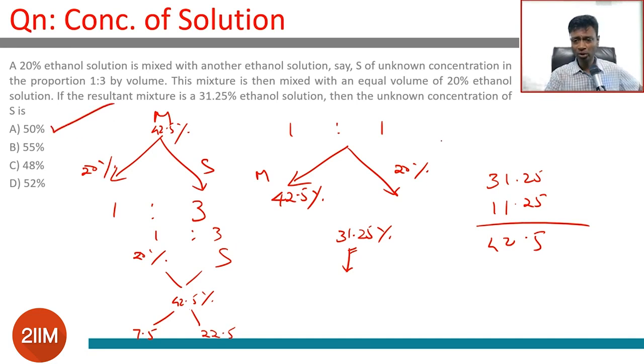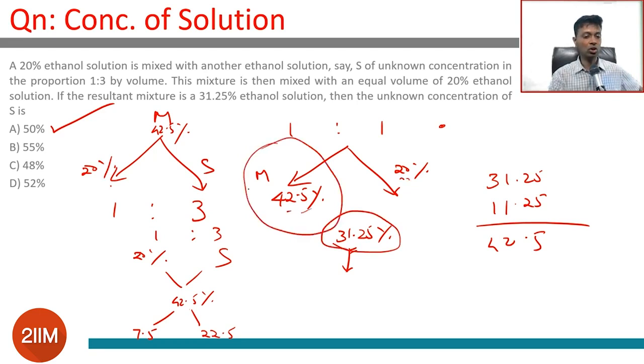Key thing here, do the second thing first and then go to the first one. The second thing idea is it is mixed in the ratio 1:1. So the final solution should be bang in the middle. So this should be right midpoint between these two. Straight away get the mixture's concentration.